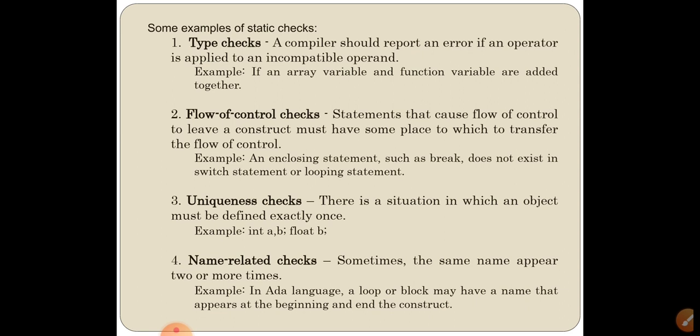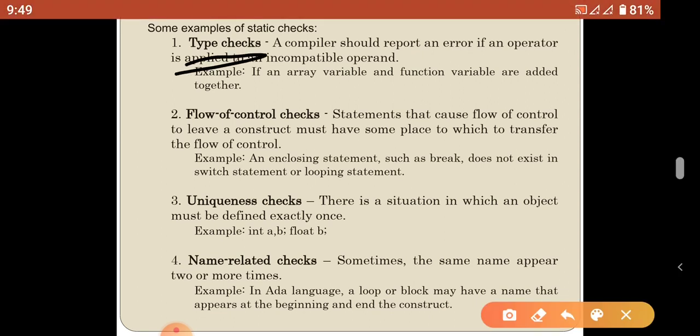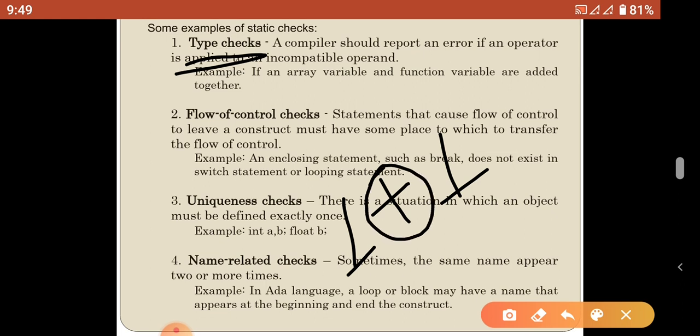Static checking is further classified into four types. The first one is called type checking. Type checking means when we use an operator, consider plus. Plus is mostly a binary operator, so it has two operands. One is on the left, another one is on the right. Before we use plus, we check which type of operands we are going to use for the plus operator.